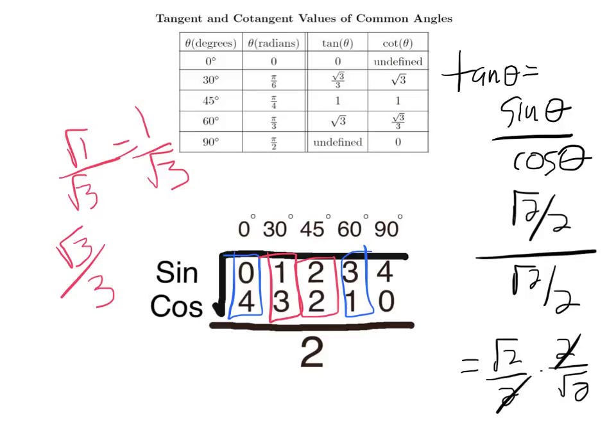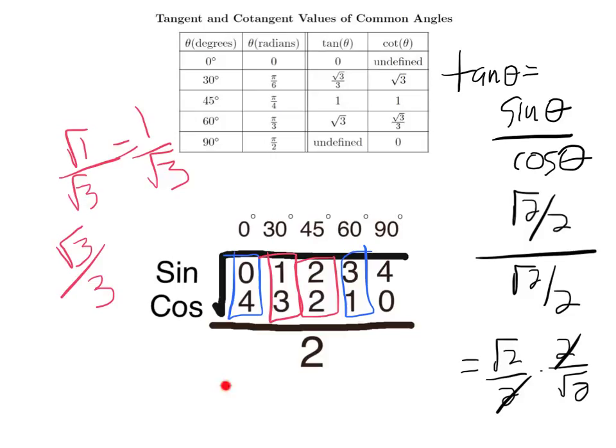If you're doing cotangent, just make sure you're doing the reciprocal, cosine over sine. So for example, for 0 degrees, cotangent would be square root of 4 over square root of 0. Dividing by 0, that's undefined. 30 degrees, cotangent, square root of 3 over square root of 1, which is square root of 3. 45 degrees, cotangent, square root of 2 over square root of 2, 1, and so on.